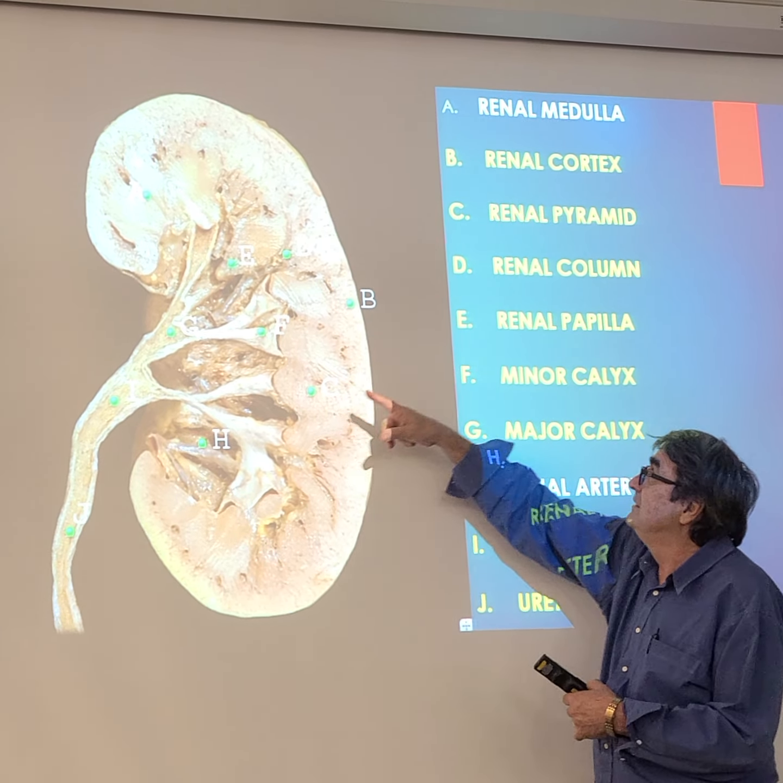What's this? Renal corpuscle. What's this? Afferent arteriole. All of this inside here, glomerulus. Efferent arteriole, surrounding the glomerulus, Bowman's capsule.